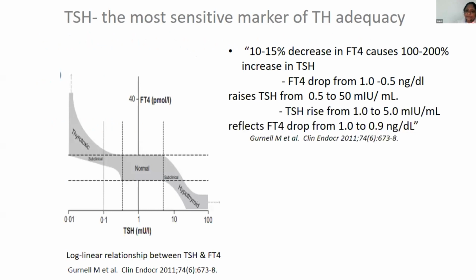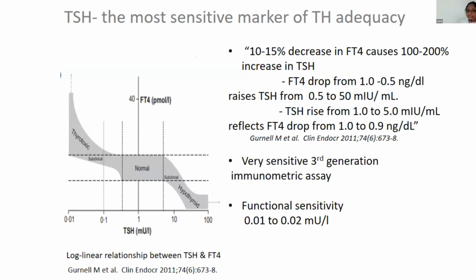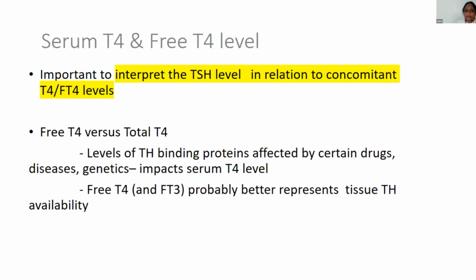milli-IU per ml. And a TSH rise, on the other hand, from 1 to 5 reflects a drop of free T4 only from 1 to 0.9. I think this is important for us to know, because a mild elevation in TSH, for example 6 or 6.5, may not really reflect a major drop in the free T4 level. TSH is a very sensitive third generation immunometric assay, and the functional sensitivity is very good. And it's really important to interpret.